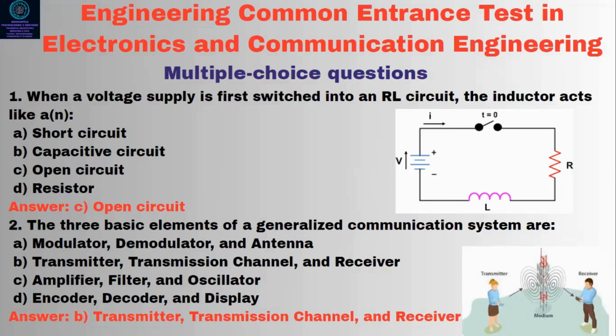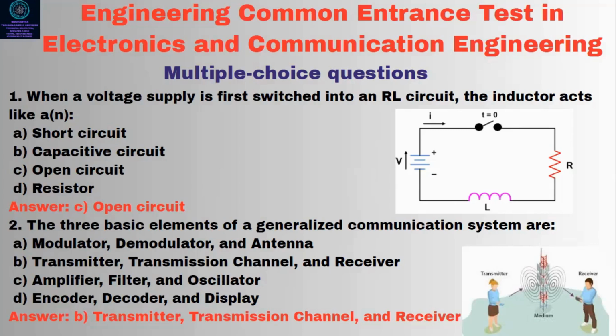So question number 1, when a voltage supply is first switched into an RL circuit, that is a resistance and inductance circuit, the inductor acts like a what? The correct answer is open circuit. Why does it act like an open circuit? Because immediately before, there was no current, the current was zero. But suddenly when the current is given, initially it acts as a resistance. That means it will not allow current, and gradually it will start allowing, slowly it will build up and it becomes a short circuit. So open circuit is the correct answer.